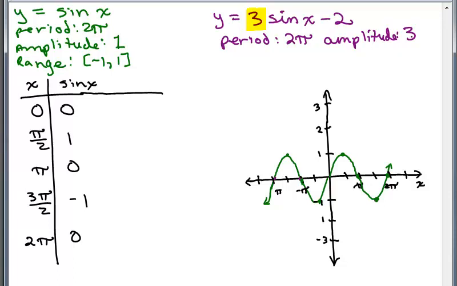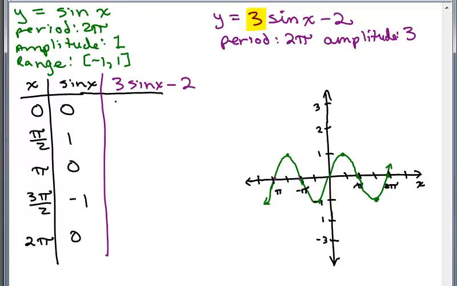Now, the range is going to be a little bit different here. If I were just going to do y equals 3 sine x, remember what happens? We multiply all these y values by 3. If we were just going to do sine of x minus 2, all the y values go down 2 spaces. We're going to do both of those things now. So the question is, what is 3 sine of x minus 2?